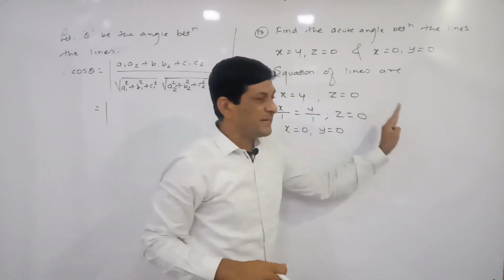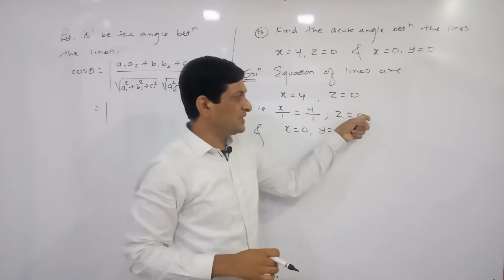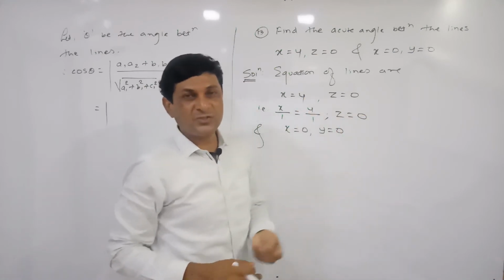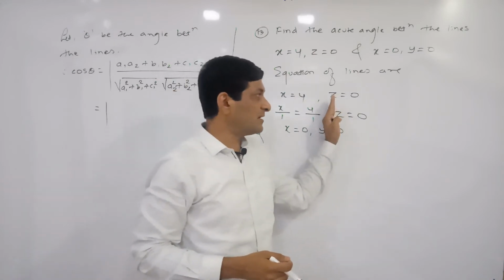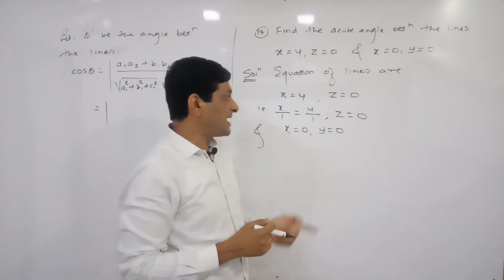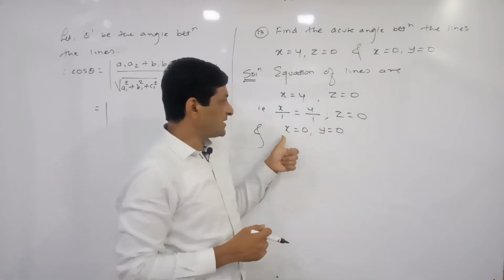If we are separating some term, it means that the denominator is what? 0. 0 cannot be divided, isn't it? That's why we are not writing 0 in the denominator. That's why we are writing the equation in such form. Means what are the direction ratios of the first line? 1, 1, 0. Now observe the second equation of line.